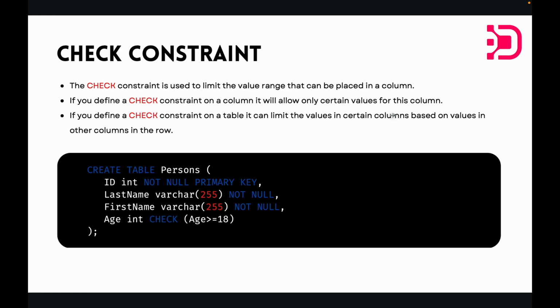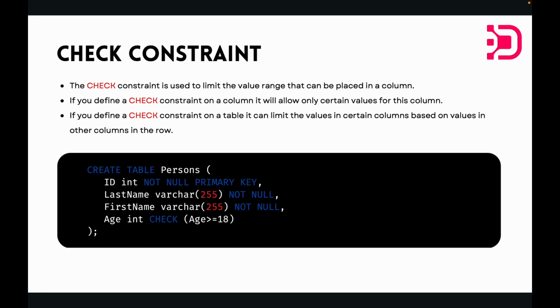Next we come to the check constraint, which is used to limit the value range that can be placed in a column. So basically, if you define a check constraint on a column, it will only allow certain values for this column that fit the criteria that you have specified. And I've given you an example using the same persons table that we've been using in the past few demos, code samples. And here I've specified a check constraint on the age column and given it a criterion that the age must be greater than or equal to 18. So that's just a high level overview of the check constraint.